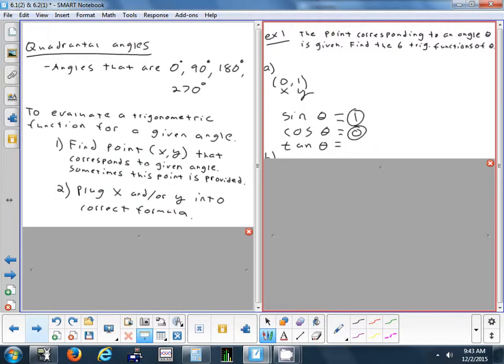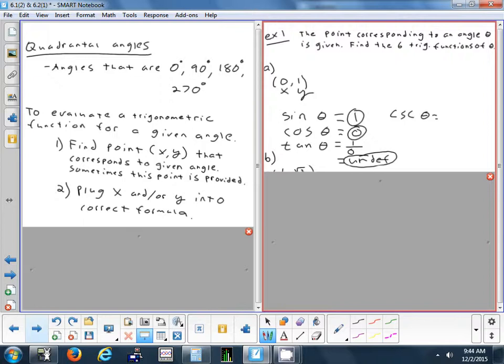Okay, tangent is what over what? Y over x. What's 1 divided by 0? Yes, undefined. Okay, you cannot divide by 0. Try it on your calculator, it won't be happy. All right, does anybody remember the name of the one that was across from sine? Cosecant? Yep, and I'm going to just use the abbreviation, csc.